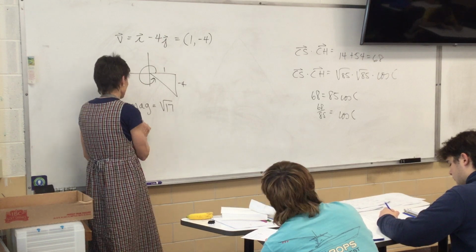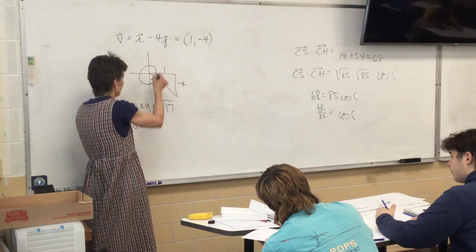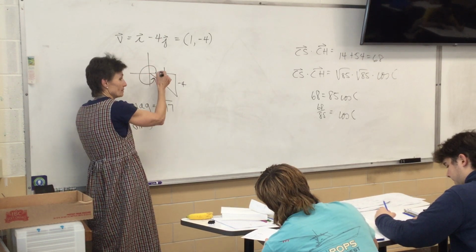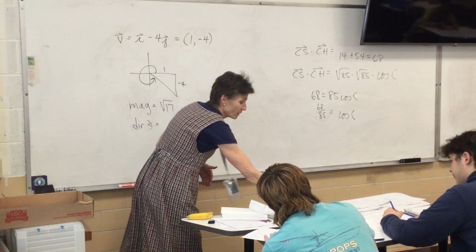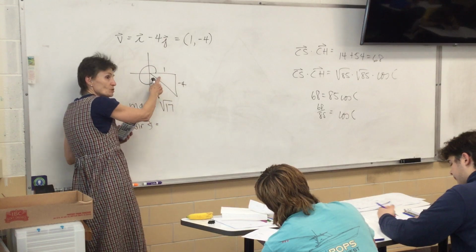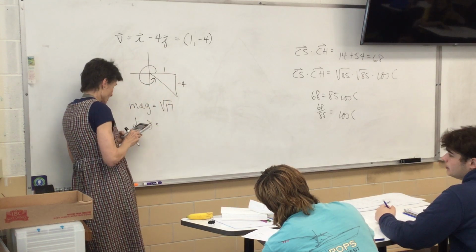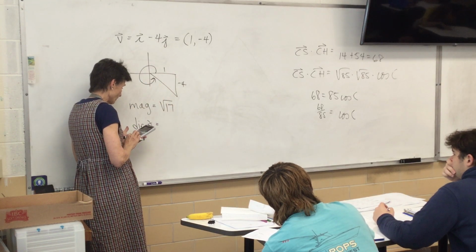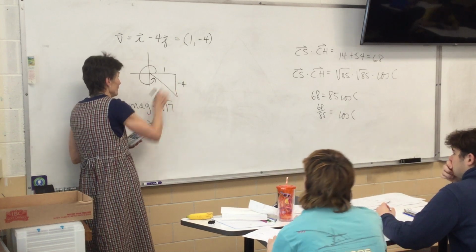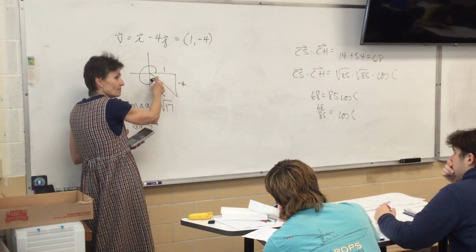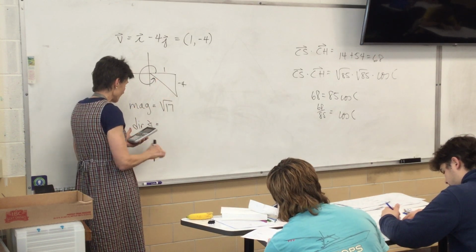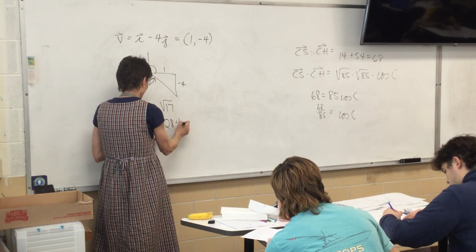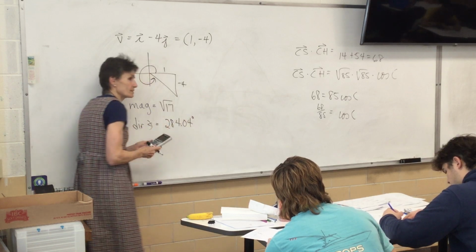And the direction angle will be this right here. But I'm not going to be able to find that right away. So I'm going to go to my calculator and I'm going to find this one. So I will second tangent of 4 over 1. And this is 75 point something. So I'll just subtract that from 360. And it's 284.04 degrees.